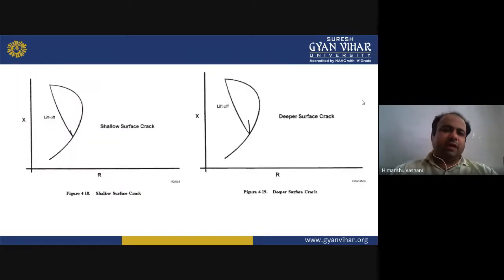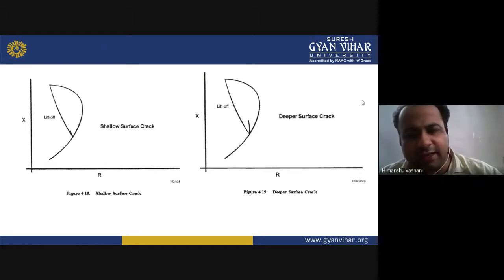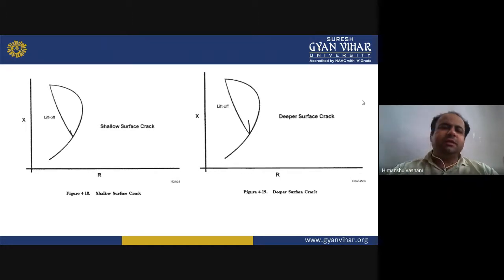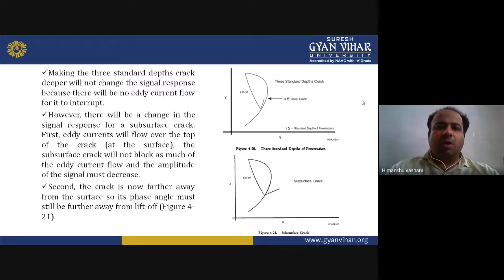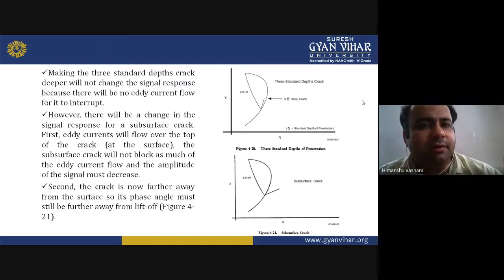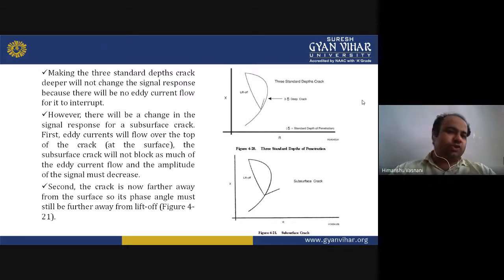Okay, so this is again the shallow surface crack and the deeper surface crack, and you can easily see the difference in the liftoff. It is there in both diagrams, the difference in the liftoff curve. Now, making the three standard depth cracks deeper will not change the signal response because there will be no eddy current flow for it to interrupt.